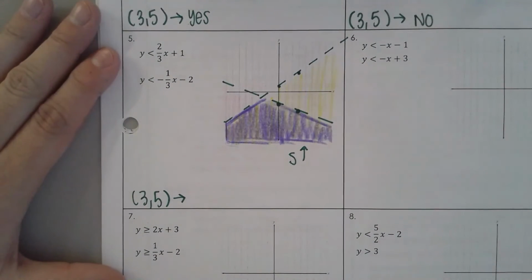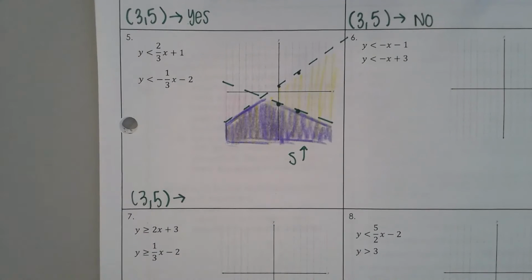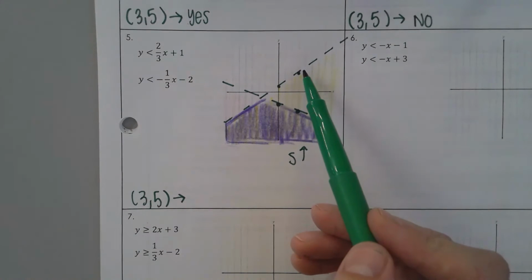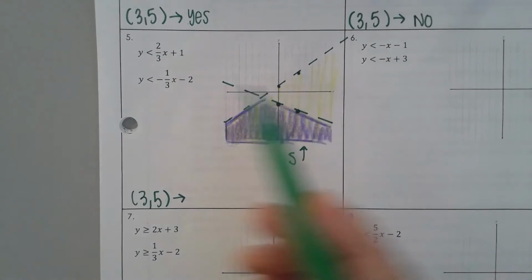And then number 5, you should have the bottom as your solution. And the point 3, 5 is definitely not a solution to that system.